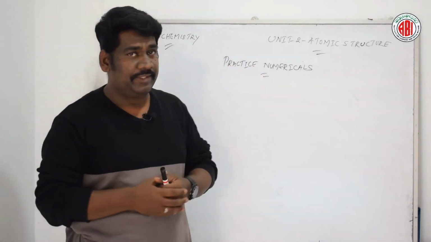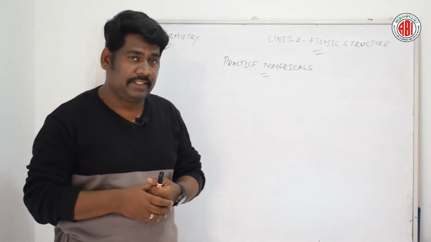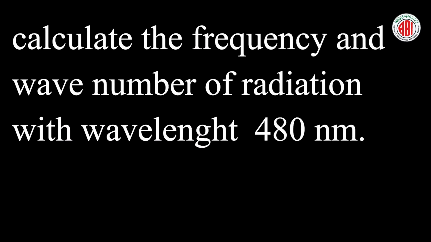Today we are going to discuss Unit 2, atomic structure, a few practice numericals. Let's start. Now look at this question, guys. Calculate the frequency and wave number of radiation with wavelength 480 nanometer. Let us see how to solve this problem.